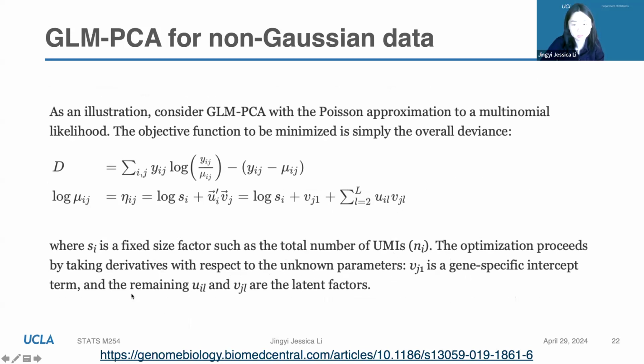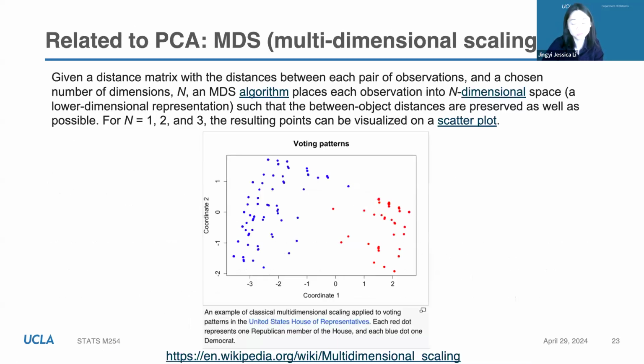Vj1 is the gene-specific intercept, and the remaining are the latent factors, to be interpreted as PCs. All right, so GLM-PCA you can consider to be the Poisson version or negative binomial version of PCA. And as I said, the advantage of doing that is you don't need data transformation, which can be arbitrary normalization. But the price you pay is longer computational time.